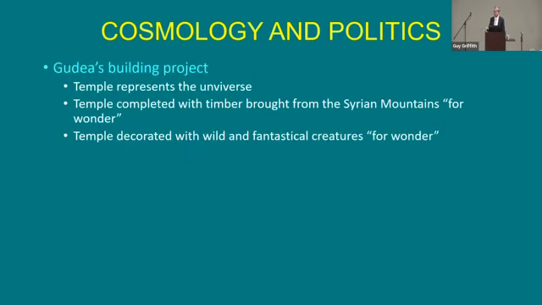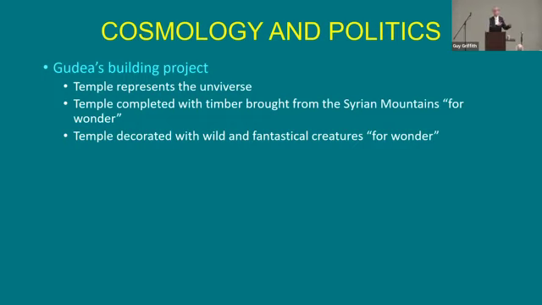Remember the first week we talked about Gudea, the most famous builder of ancient times. His building project was a temple. The temple represents the universe. Okay. The temple, when completed, was completed with timber brought from the Syrian mountains. So traditionally, all over the region, they regarded the mountains of Syria as the place where the gods had their original dwelling, at the source of the Tigris and Euphrates. And so they would bring the mountain to the people.